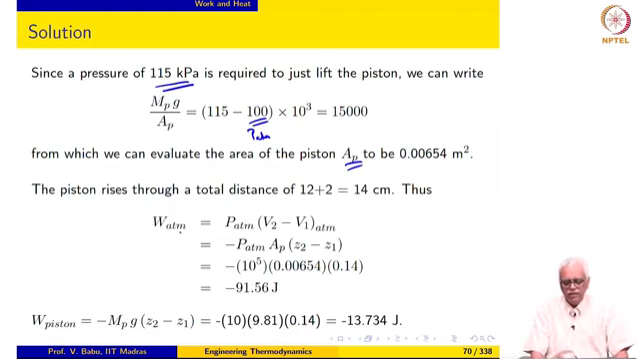The work interaction for the atmosphere, integral P dV, may be evaluated as P atmosphere times V2 minus V1, and since the volume of the atmosphere is pushed aside, V2 minus V1 is negative for the atmosphere. We can calculate this quantity to be minus 91.56 joules. And once again, similar to both the earlier problems, the piston moves up, which means the work interaction for the piston is minus m times g times change in elevation, which comes out to be minus 13.734 joules.